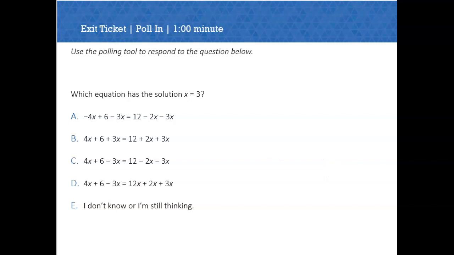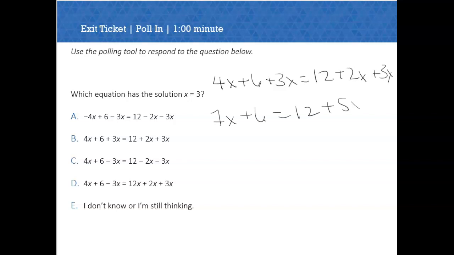None of them have parentheses, so we don't need to worry about that first step. So our first step is always simplify the left, simplify the right. This time we have positive 4x, positive 3x, so that's 7x. Here we have positive 2x, positive 3x, so that's positive 5x. So this looks pretty similar, but we have different signs. Now that we've simplified the left and the right, we can start moving things around.